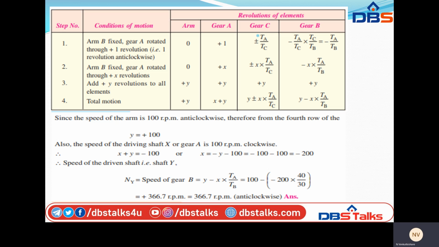Then what about the speed of the driven shaft, that is Y? So Ny equals the speed of gear B, which equals Y minus X into TA by TB. Y is plus 100, minus of X is minus of minus 200, into TA, that is teeth 40, divided by 30. That gives Ny equals 366.7 rpm in the anti-clockwise direction.